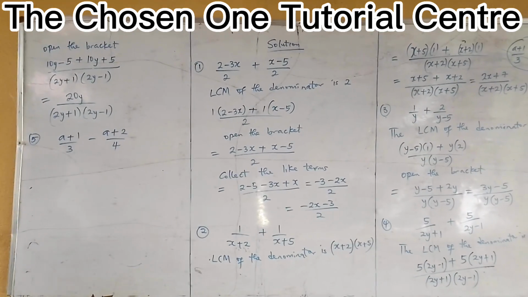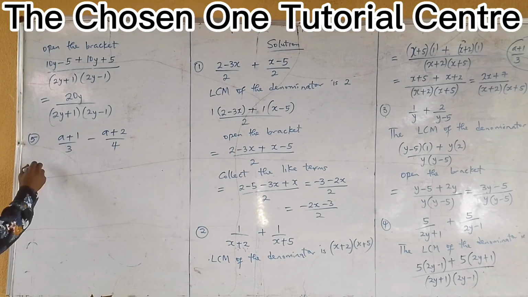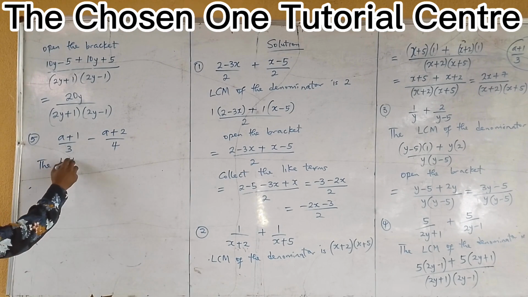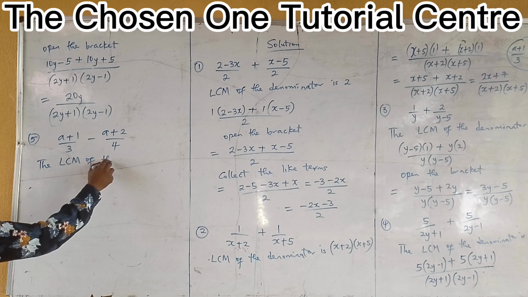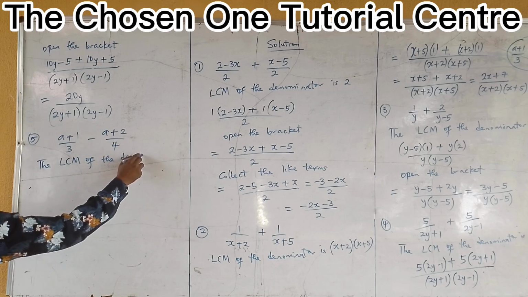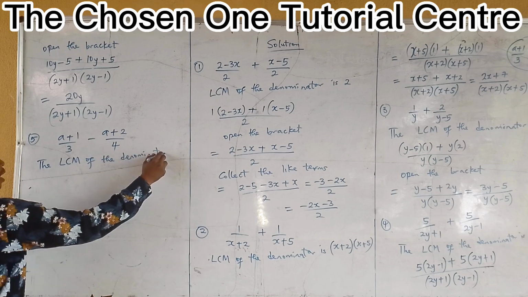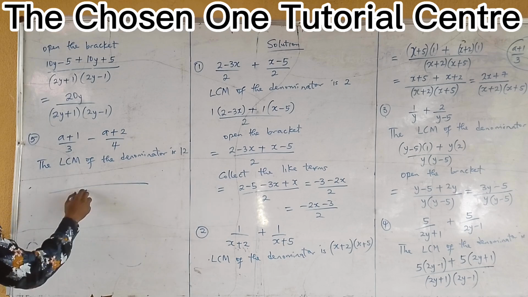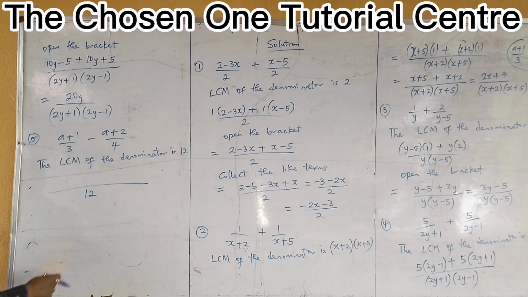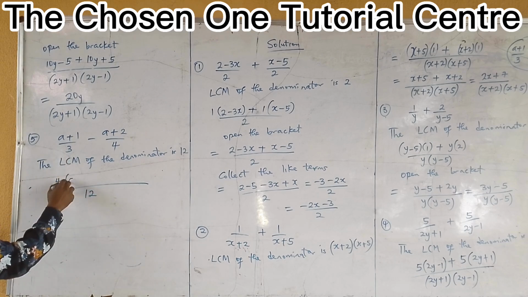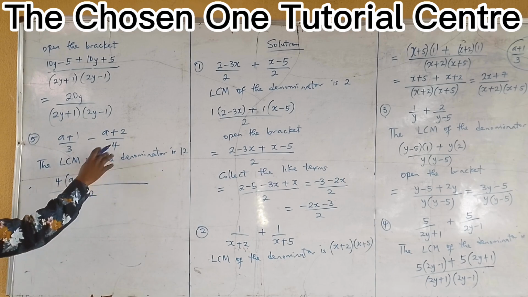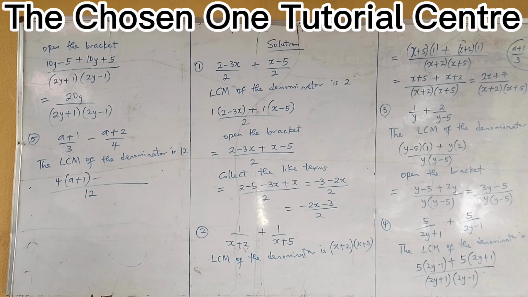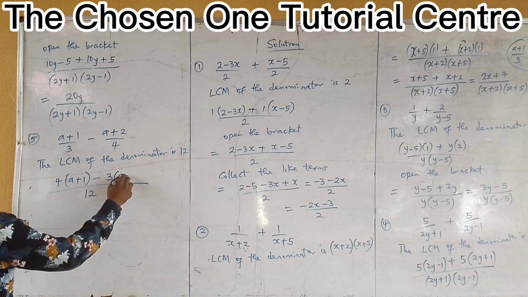So let's solve question 5. The LCM of the denominators, which are 3 and 4, is 12. So we are going to find the LCM, which is 12. 3 in 12, that will be 4. So we are going to have 4 in bracket of a plus 1 minus 4 in 12, that's 3, 3 in bracket of a plus 2.